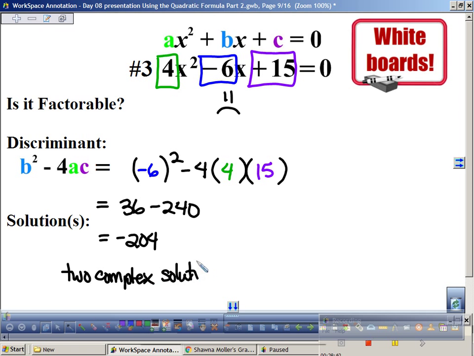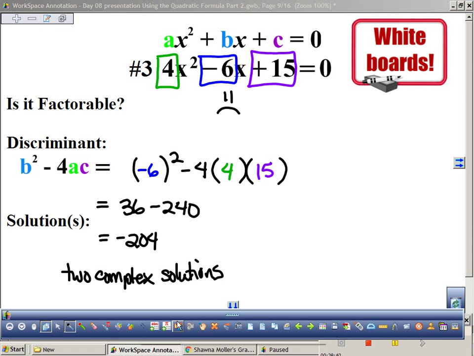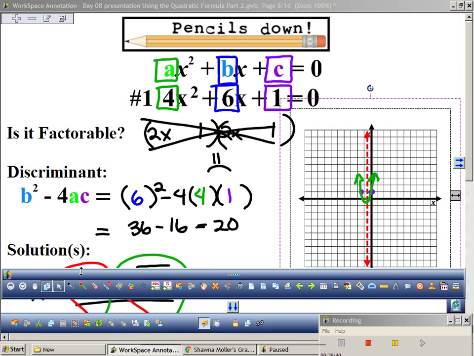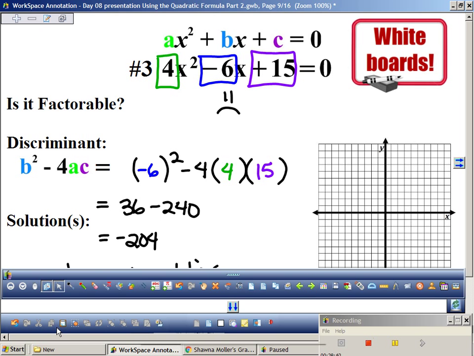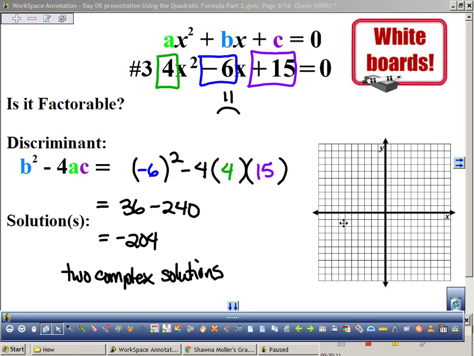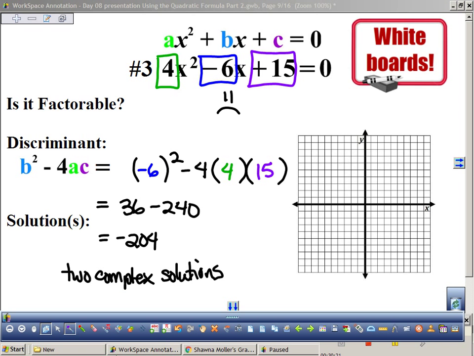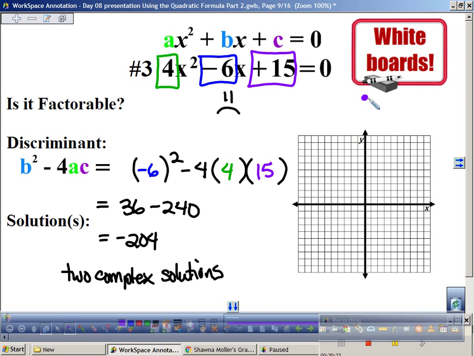Let's graph it. I can still graph it, right? I'm going to borrow this graph right here because I like it. Copy, and I'm going to paste it. Okay, so I can't graph any solutions, but I have other stuff I could graph. I can graph the y-intercept, which is 15, which is about here. I know my axis of symmetry. What's my axis of symmetry?